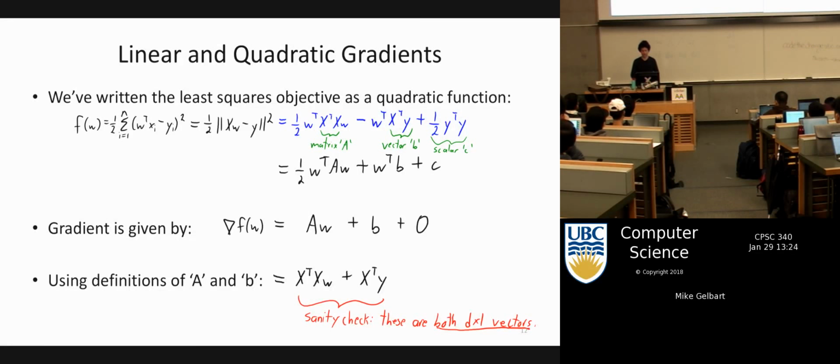Okay, so here's the punchline of all that effort. Applying those definitions on the previous slide, we get to this thing on the bottom. So we have that quadratic on the top. That term becomes linear, X transpose X times W. The linear term becomes the constant vector, and the constant term goes away.